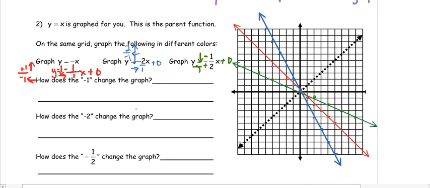All right, now the questions. How does a -1 change your graph? If you look at it, the parent function y equals x is dashed. The -1 is inverting the graph the other way. It's changing it so it's going downwards. The graph is no longer going positive. The graph goes in the negative direction.